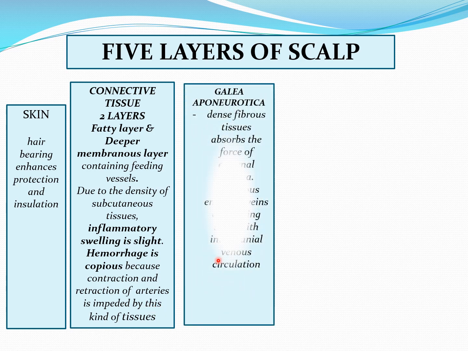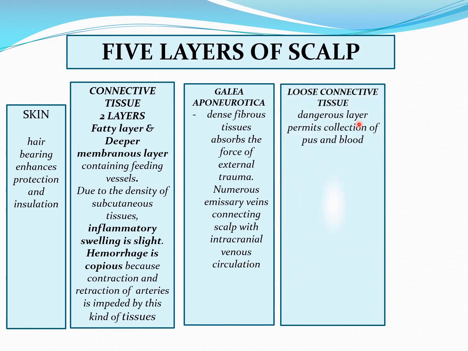The third layer, galea aponeurotica, is a dense fibrous tissue and it absorbs the force of the external trauma. Numerous emissary veins pierce this layer, and this layer's vessels connect the scalp to the intracranial venous circulation. So this layer is very important, containing the numerous emissary veins which are transferring infection from the scalp to the intracranial venous circulation.